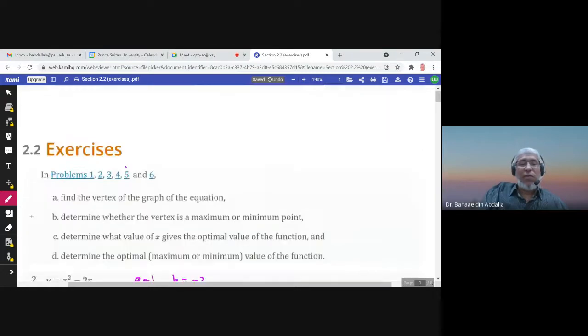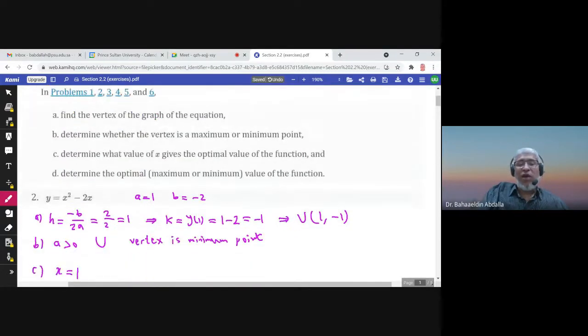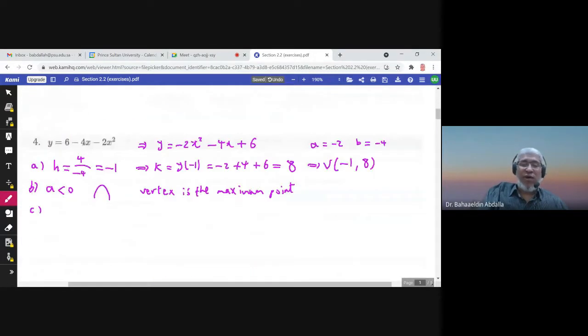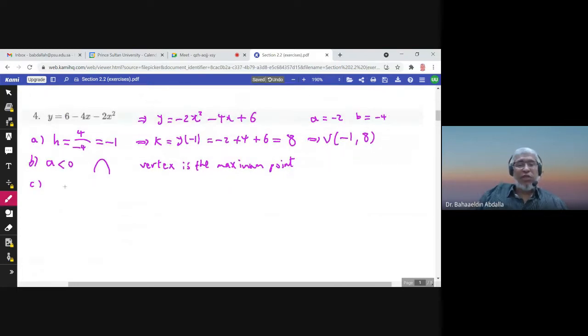C, determine what value of x gives the optimal value. It is h, which is -1. D, what is the optimal value, which is the maximum? The optimal value is 8. Okay, the maximum value is 8. The maximum point is -1 and 8.